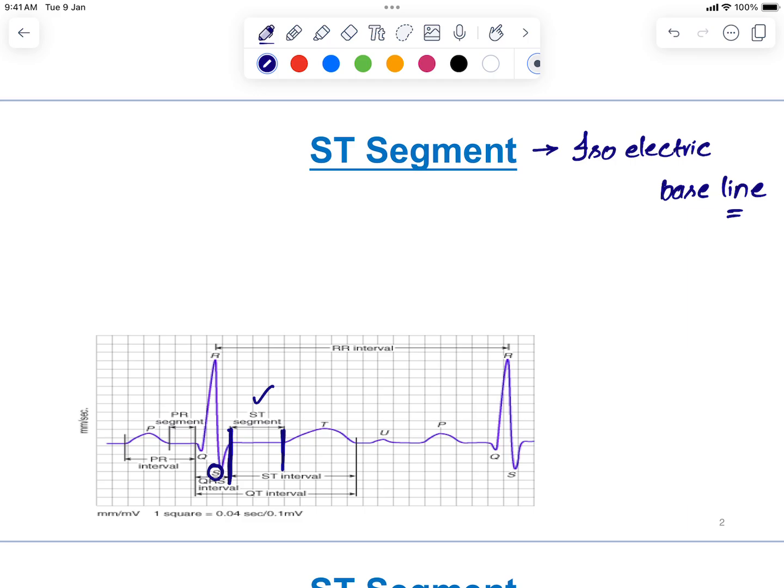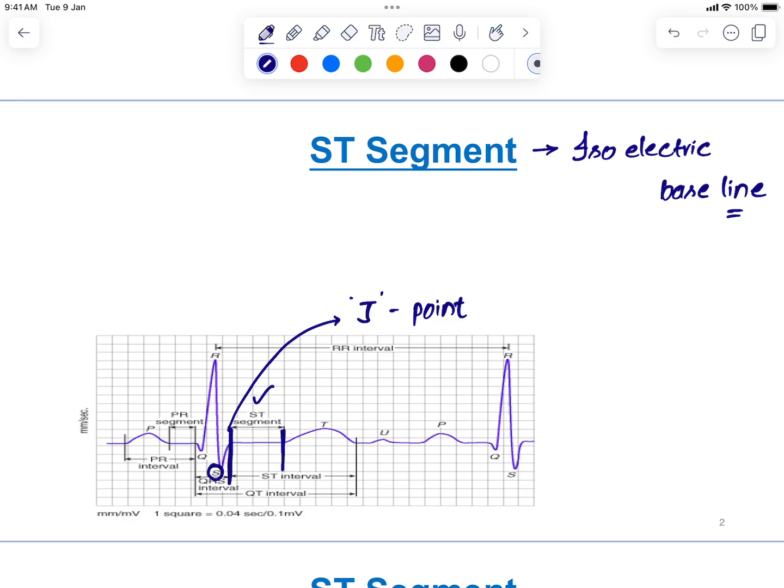Now the point which is present at the end of the S wave and the starting of the ST segment, this is what is called as the J point. Okay, so J point, it is the end of the S wave, and the beginning of the ST segment is what is nothing but your J point.